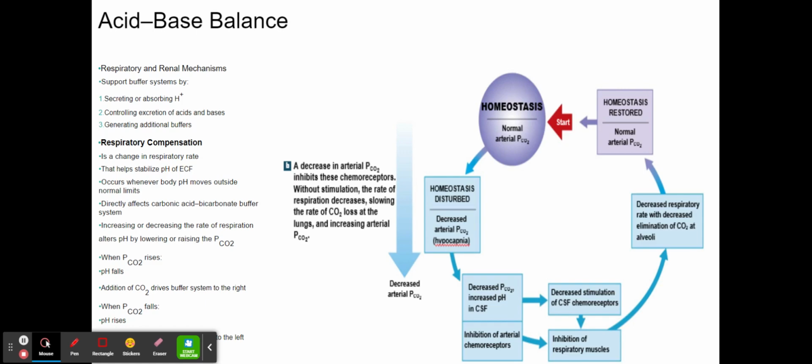A rise in PCO2 stimulates the chemoreceptors, leading to an increase in the respiratory rate. As the rate of respiration increases, more carbon dioxide is lost at the lungs, so the PCO2 returns to normal levels. Conversely, when the PCO2 of the blood or the CSF decreases, the chemoreceptors are inhibited. Respiratory activity becomes depressed and the breathing rate decreases, causing an elevation in the PCO2 in the ECF.